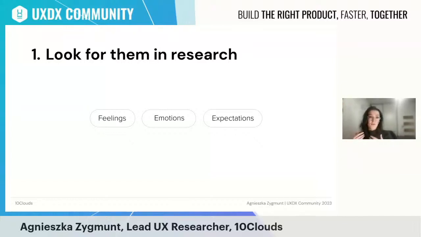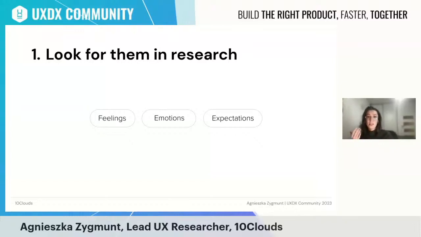But it's about what you are looking for, because if you ask the user directly what values they are expecting, it will probably be really hard for them to answer, because values are really difficult to explain sometimes. But if you are looking for feelings, emotions, and expectations, and then you compare this with all the other insights about problems, needs, actions, and the context, it will help you understand what values you need to deliver at a specific point or stage of the process.